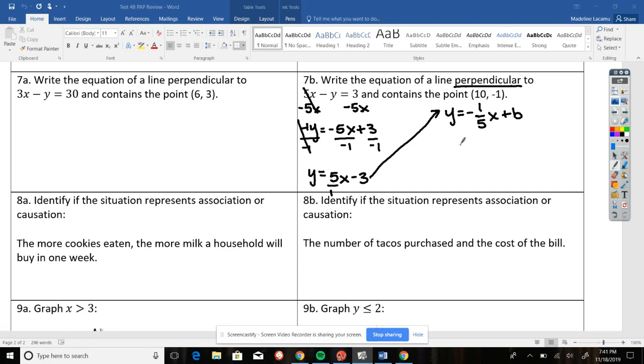Then we just plug in our points, so my y is -1, and my x is 10. When I simplify that, -1/5 times 10, so -1 times 10 is -10, divided by 5 is -2. Then I add 2 to both sides. -1 plus 2 is a +1. So b equals 1, which means my final equation is y equals -1/5 x plus 1.